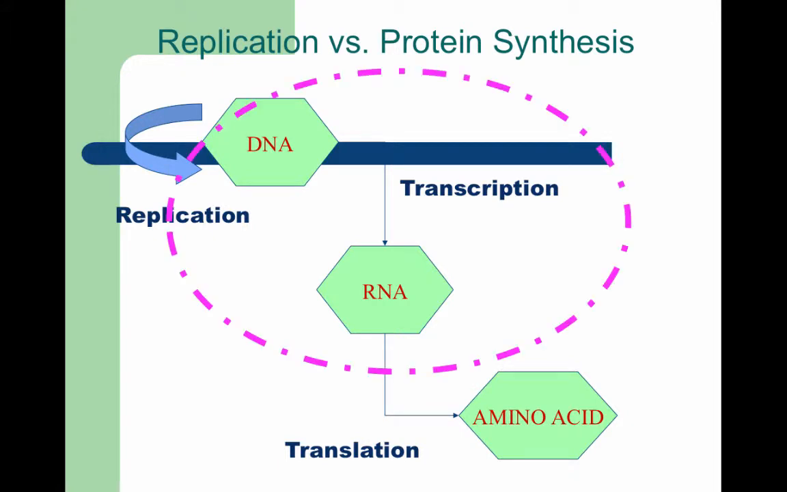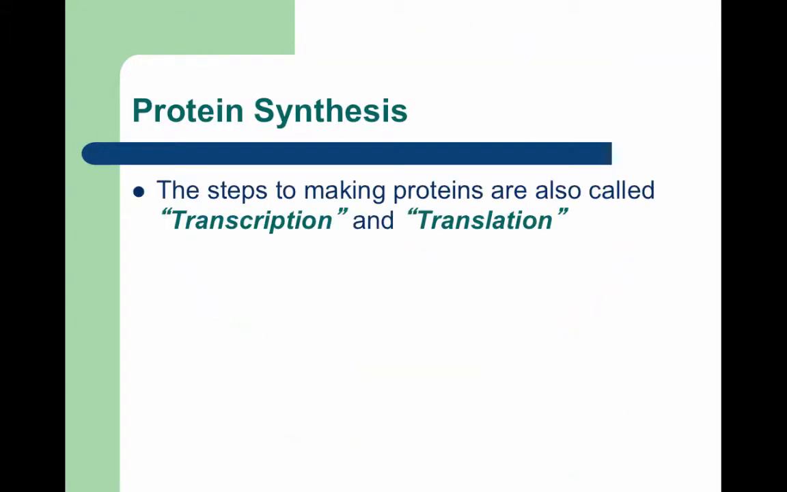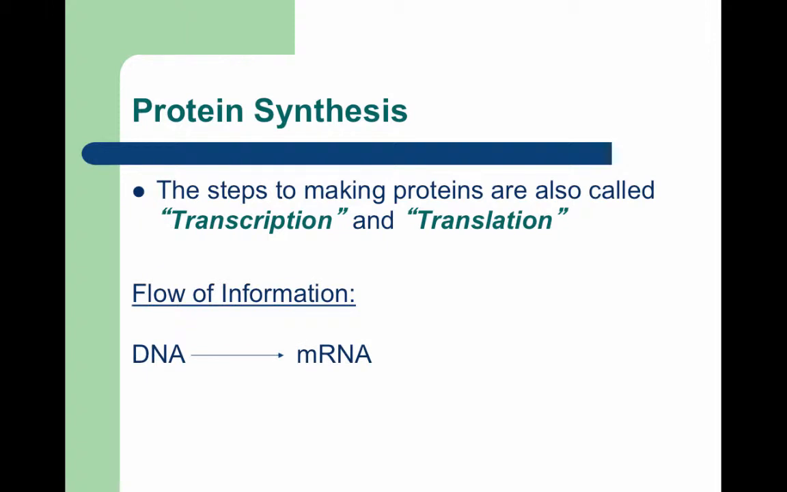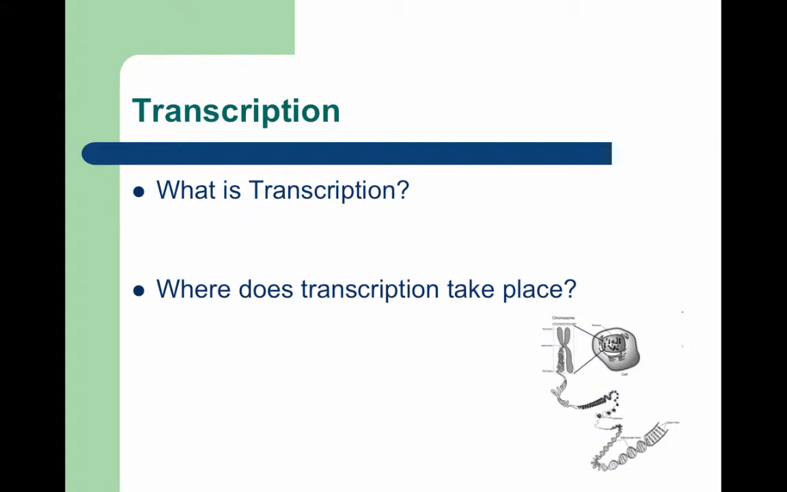All right, so the next step, we've replicated our DNA. Now it's time to transcribe it. The steps to making proteins are called transcription and translation. This whole process together is protein synthesis, the making of a protein. We start with DNA. That DNA gets converted into mRNA. That mRNA is then used to make proteins.